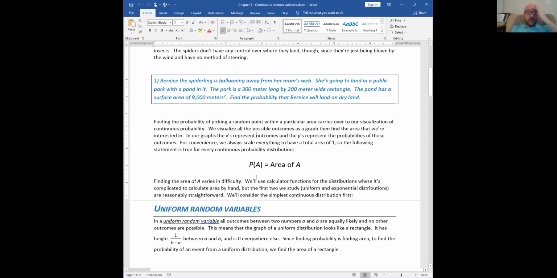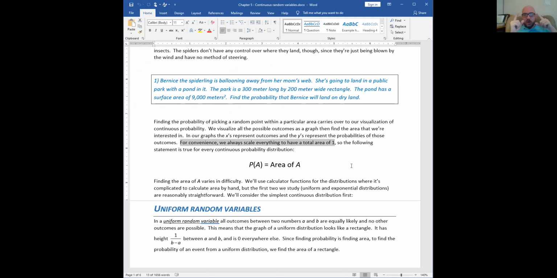All right, so what we're going to do eventually, almost immediately, is this. We're always going to scale all of our distributions to have a total area of 1 representing 100%, just like we do in any other probability. We want all the probabilities to add up to 100%. So since we're thinking of probabilities as areas, we want all the areas to add up to 100% or 1.